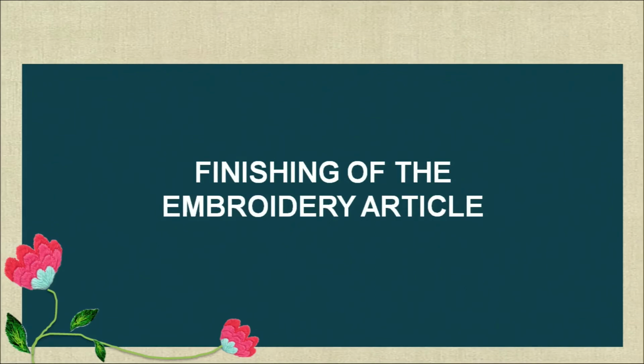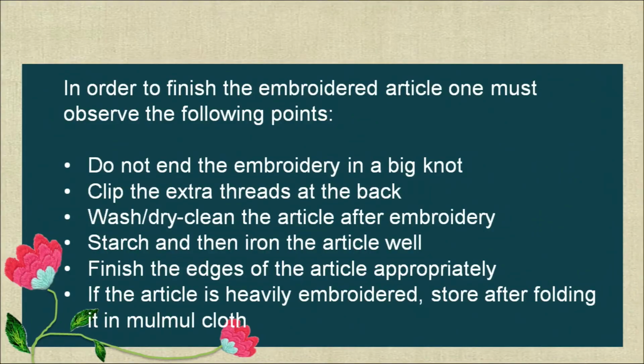So now let us see, since once we have understood all the embroidery stitches, how to finish the final product. For that, you have to make sure that finishing is equally given importance. So we have to see that the embroidery which we have done is looking very neat and clean. For that, we have to make sure that the following points have to be considered. One, that we do not end the embroidery in a big knot. So it is very important to see that the article is finished very well.